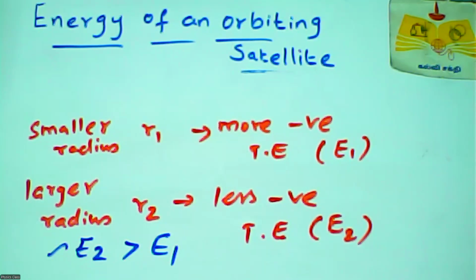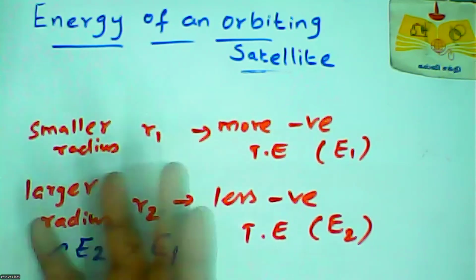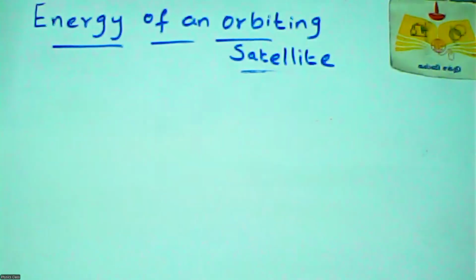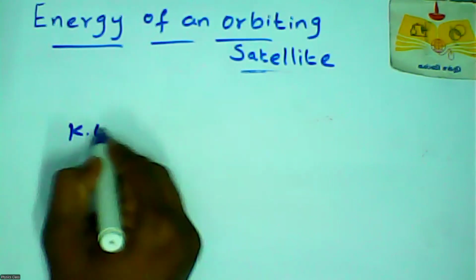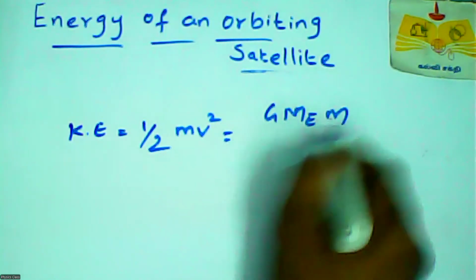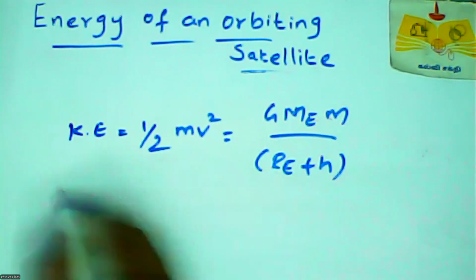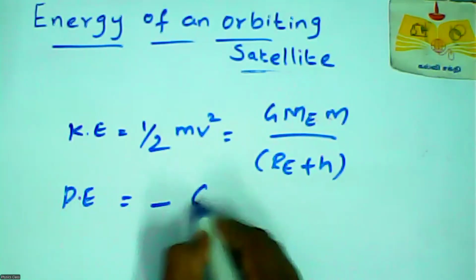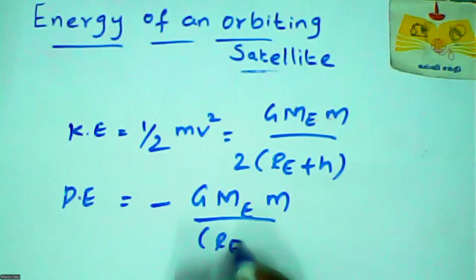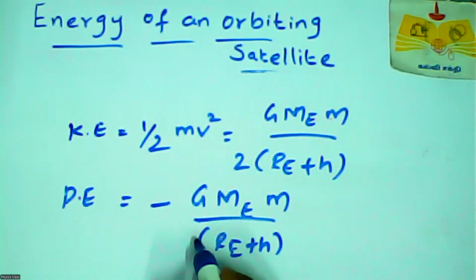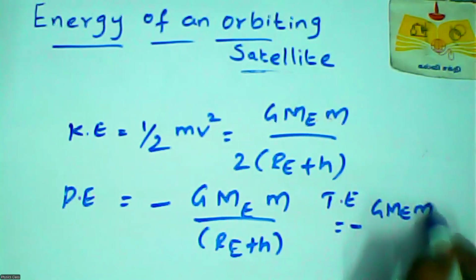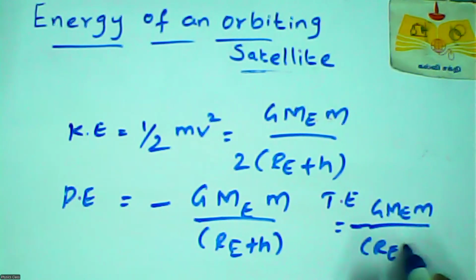Okay, excellent participation, everyone. Let's quickly summarize what we accomplished today. Today we explored the energy of the orbiting satellite. Kinetic energy is half mv squared, that is, G M e m by 2(R e plus h). Potential energy is minus G M e m by (R e plus h). Total energy is minus G M e m by 2(R e plus h). Clear?